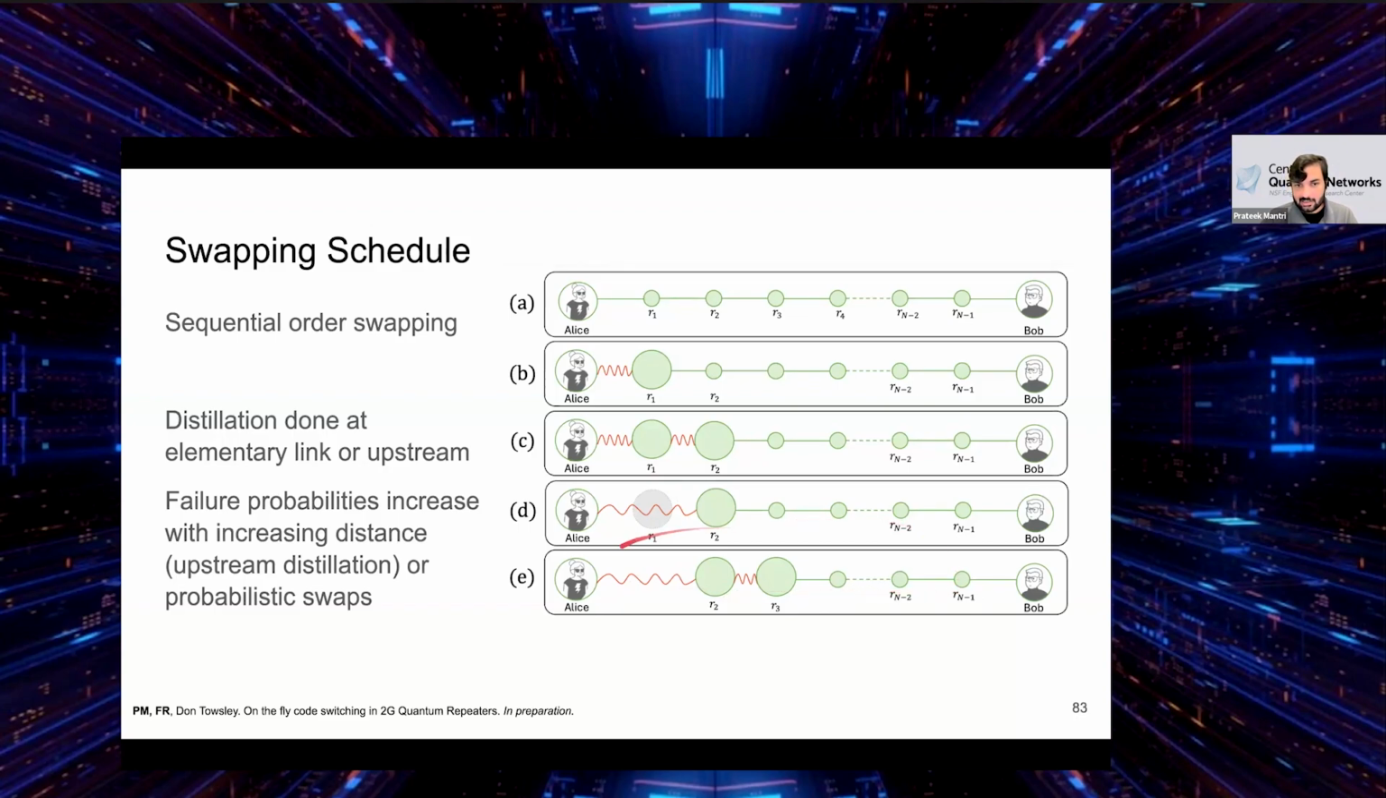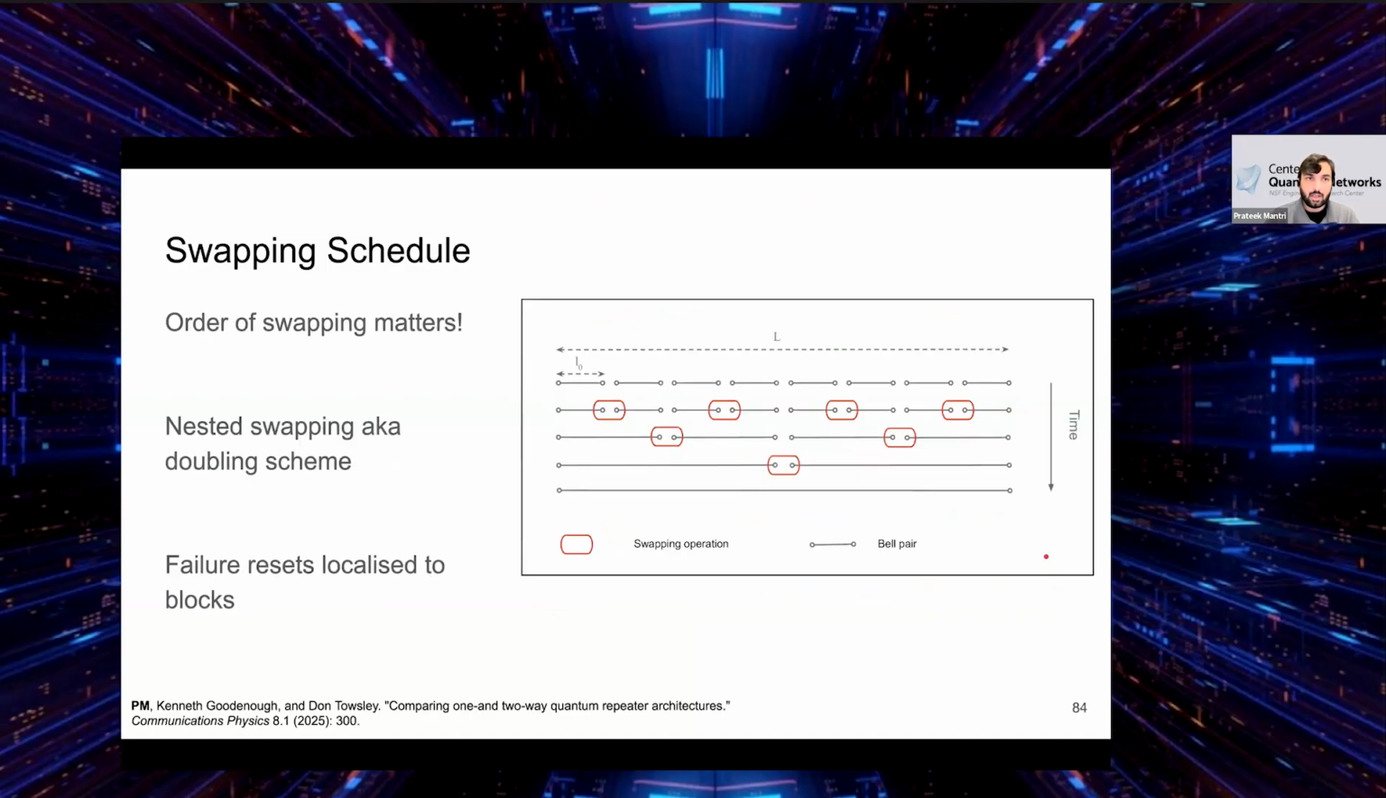So let's say we had this link established between Alice and repeater R sub n minus 1, and we do a distillation operation, which is probabilistic, and that fails, so we lose this entire link overall. So this is still better than swap ASAP in some sense, but it is still exposed to the risk of probabilistic operations quite asymmetrically as we keep on moving downstream.